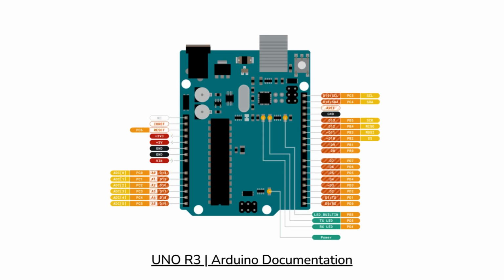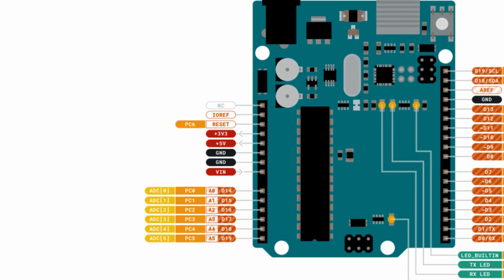So here is the pinout diagram of the Arduino board. I took it from the Arduino website, Uno R3. What we are interested in here is that we will try to glow an LED from pin A0. So let's zoom into it. Pin A0 also has something written as PC0.